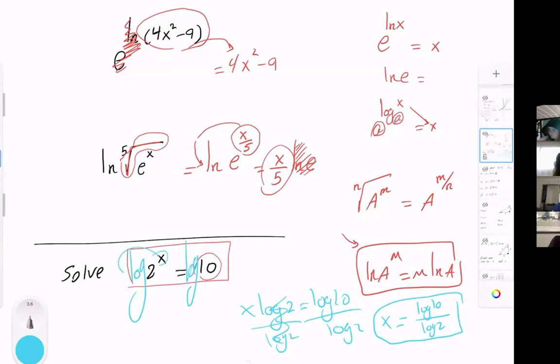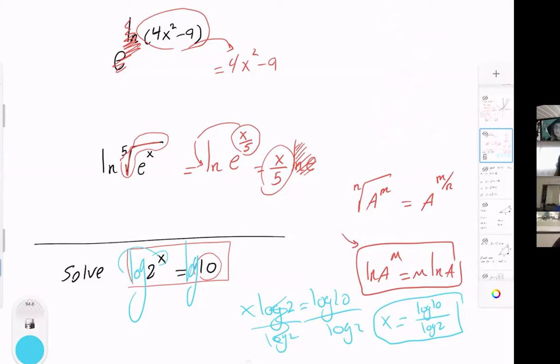Can I write log 210? Log 210, yes, but we don't want to do that. Could you say 1 over log 2? Let's see.